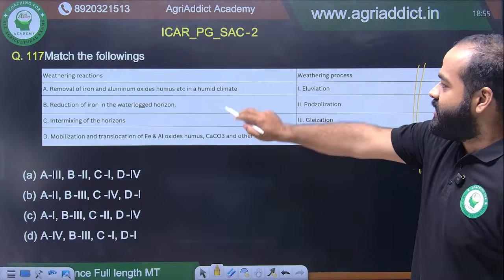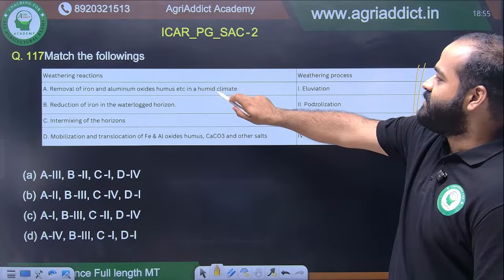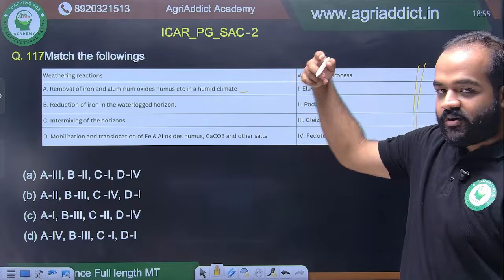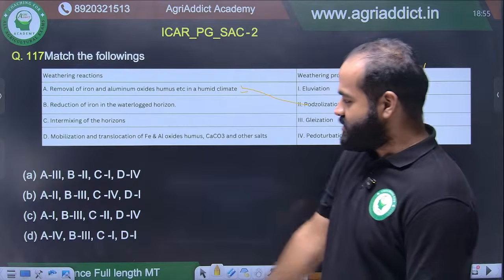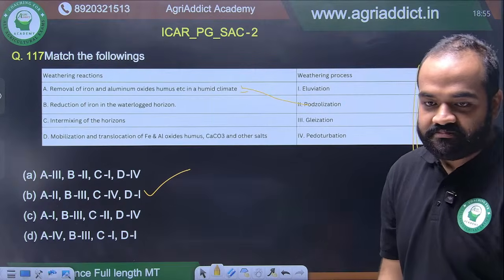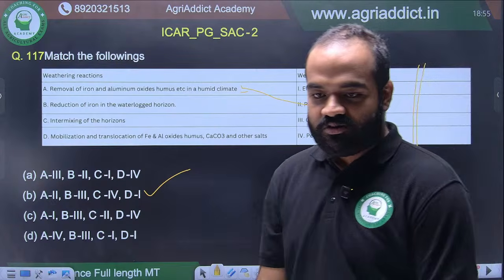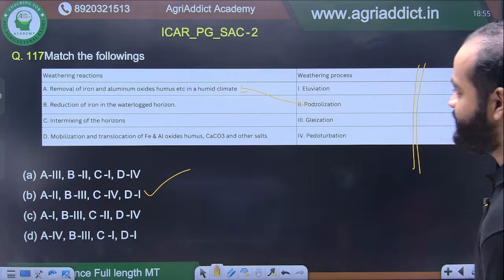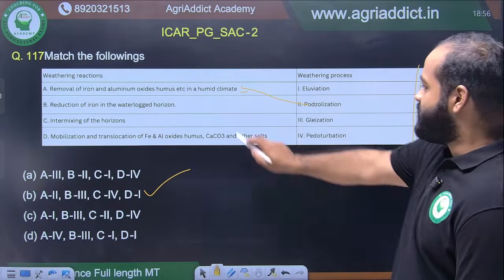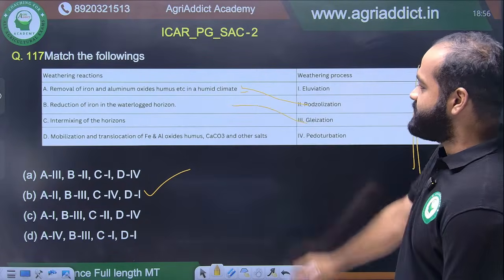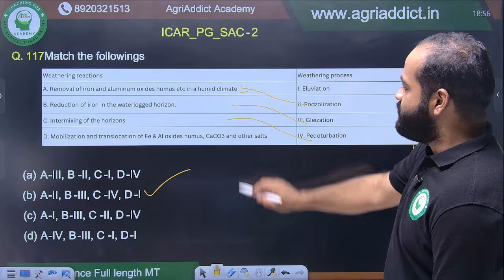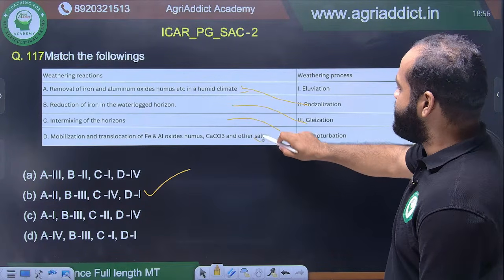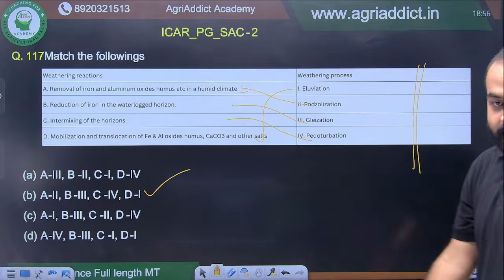Removal of iron and aluminium oxides, humus, etc. in a humid climate. So iron and aluminium are being removed, meaning podzolization. So A2 is the only one here. So Aishwarya, you are wrong. Abhijit, you are wrong. Reduction of iron in the waterlogged horizon, definitely gleization. Intermixing of the horizon, definitely pedoturbation. Mobilization and translocation of Fe and Al oxide and others, it would be illuviation.